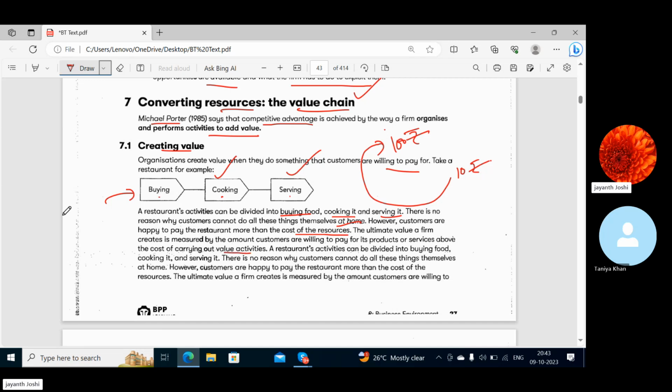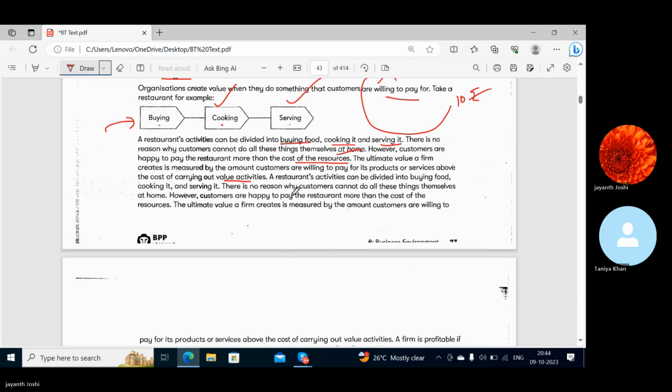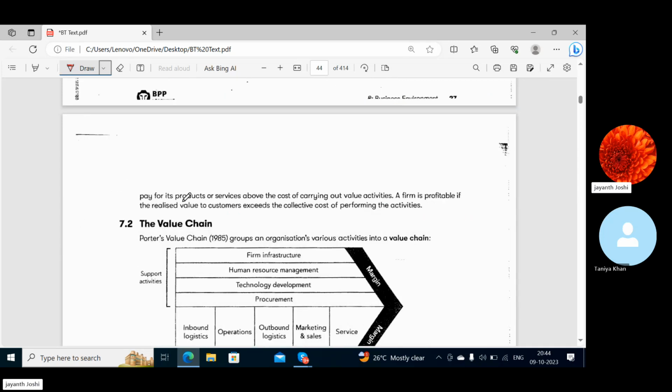A restaurant's activities can be divided into buying food, cooking it, and serving it. There is no reason why customers cannot do all these things themselves at home. However, customers are happy to pay the restaurant more than the cost of the resources. The ultimate value a firm creates is measured by the amount customers are willing to pay for its products or services above the cost of carrying out value activities.